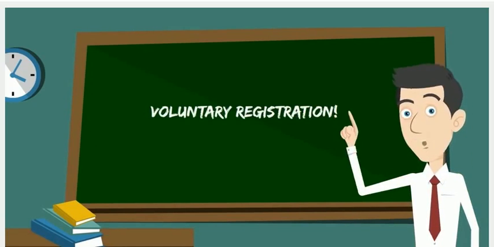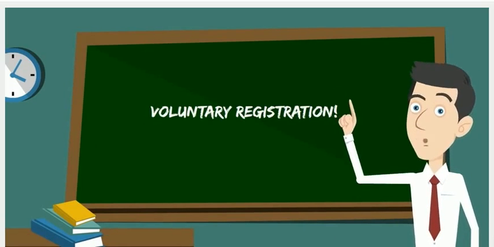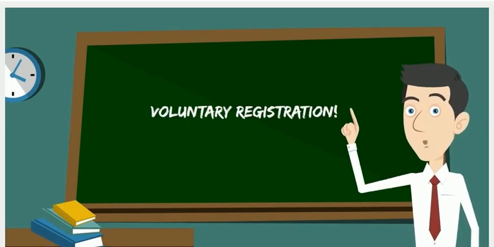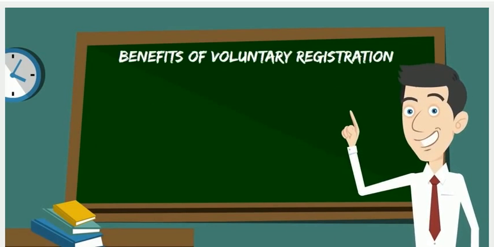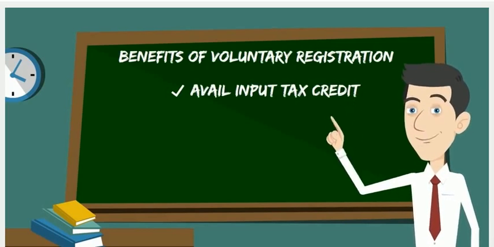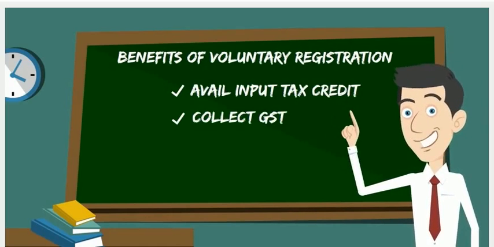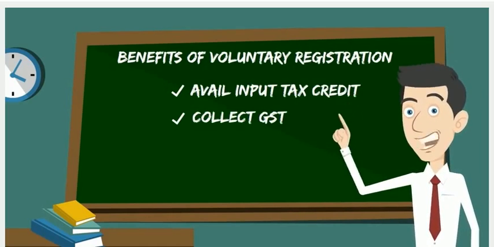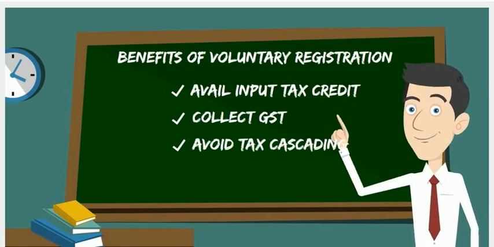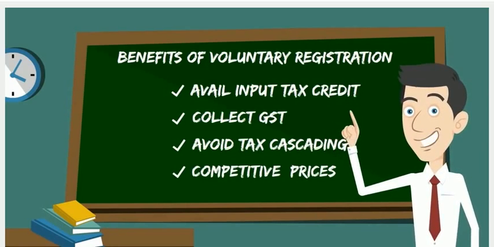Though only a person with turnover over the prescribed threshold limit needs to register under GST, the system also provides for voluntary registration. By opting for voluntary registration, the taxpayer can avail credit of taxes paid on his inward supplies and also collect GST on his outward supplies. This way, the taxable person would save on his cost and avoid cascading of tax borne by him. His products would thereby become more competitive in the market.